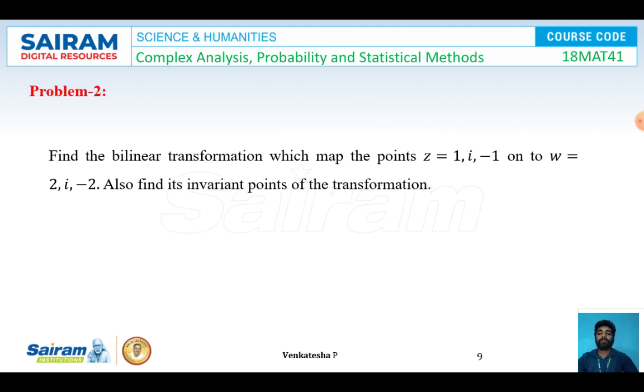Problem number 2. Find the bilinear transformation which maps the points z is equal to 1, i, minus 1 onto w is equal to 2, i, minus 2. Also find its invariant points of the transformation. So in this problem, I'm going to take the points z1 is equal to 1, z2 is equal to i, z3 is equal to minus 1. Similarly, w1 is equal to 2, w2 is equal to i, w3 is equal to minus 2.